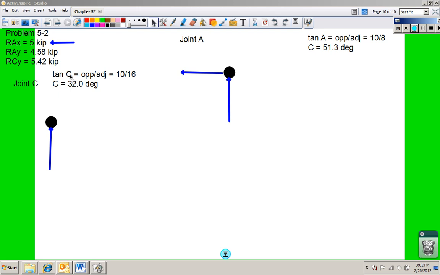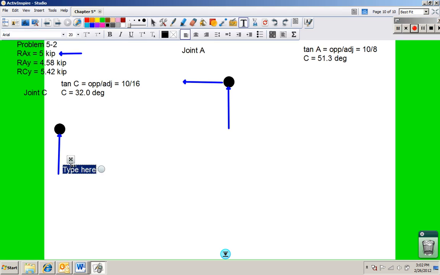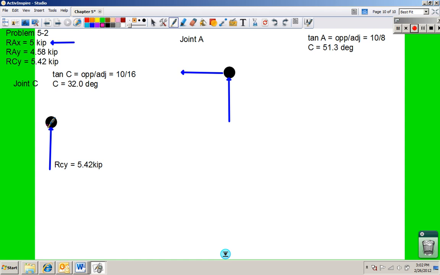And I've gone ahead and done the angle calculation that you will need to do yourself here. The tangent of C is the opposite over the adjacent, 10/16, and I get C is equal to 32 degrees. So I have RCY acting up 5.42 kips here. And then I'm going to have some other forces acting here. One of them is going to be force BC acting down.